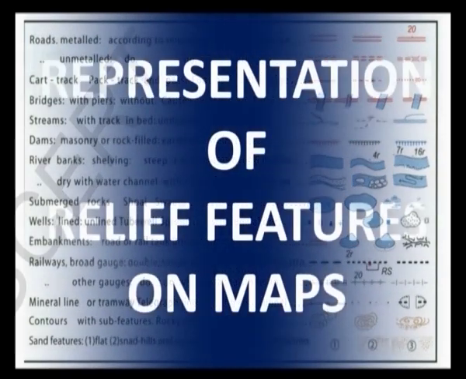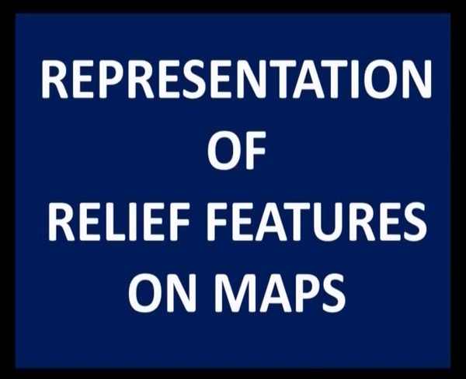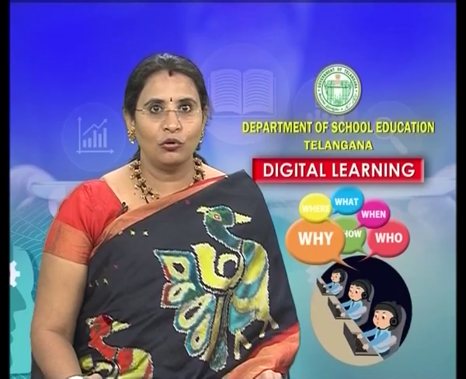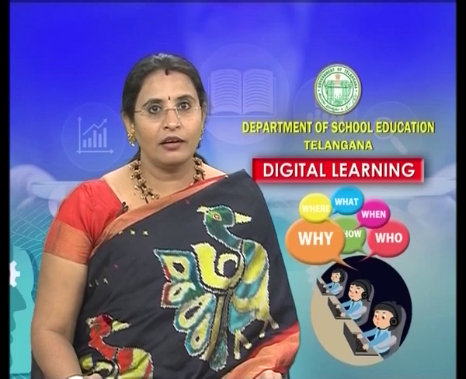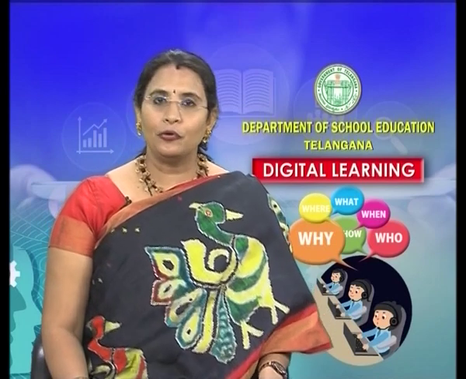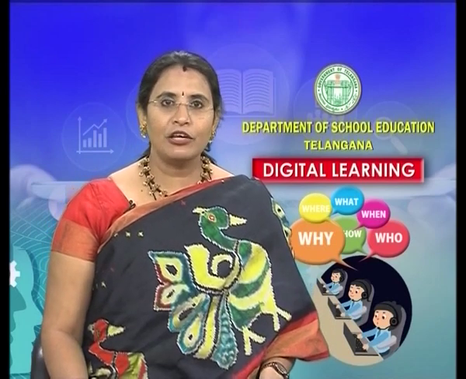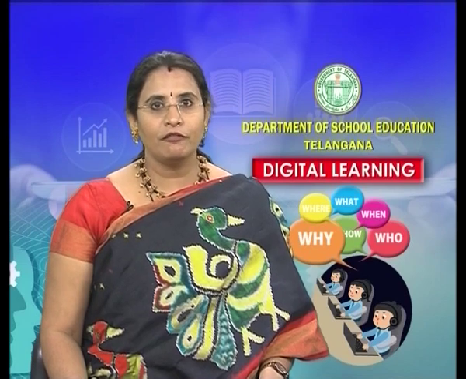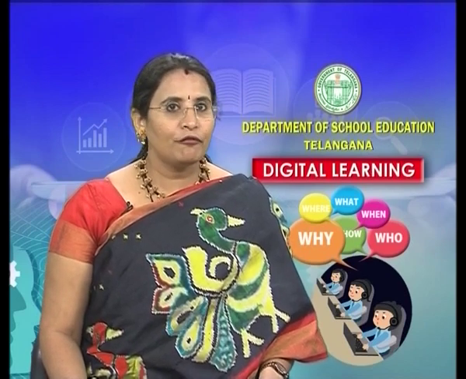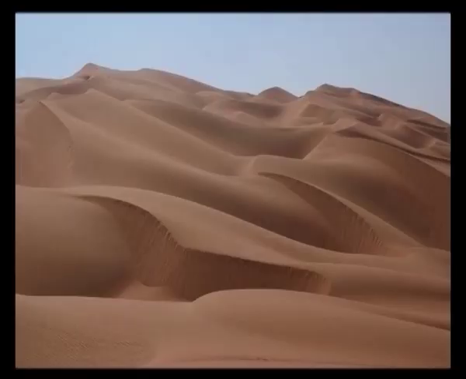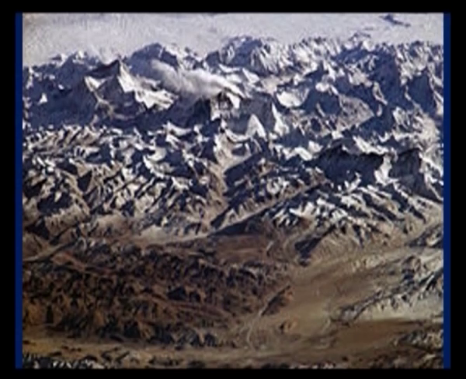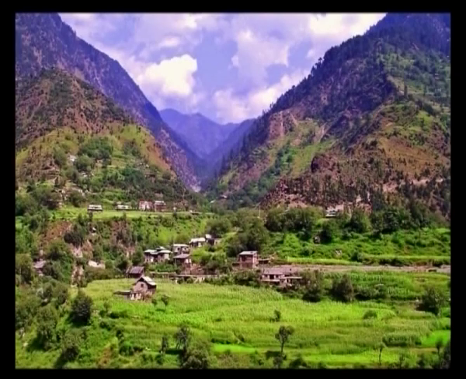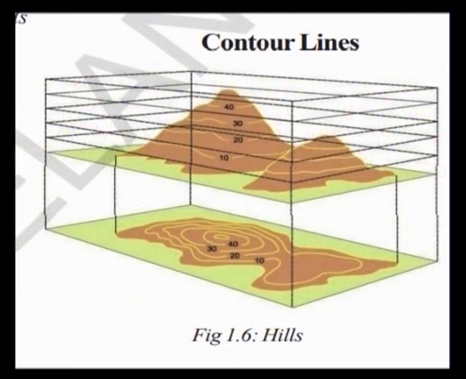Now let us learn about the representation of relief features on a map. As you all know, there are different landforms on our planet Earth. Children, do you know about relief features? Relief features are the different types of landforms which we find on our planet Earth. Different relief features are deserts, hills or mountains, plains or grasslands. As maps are flat and it is not possible to show the different landforms on a flat surface, we use a symbol called contour lines.